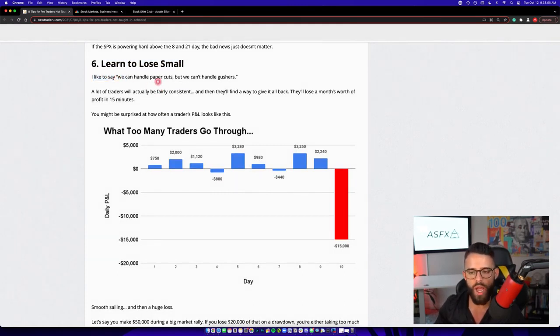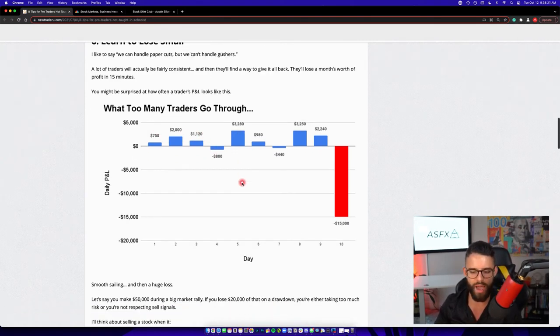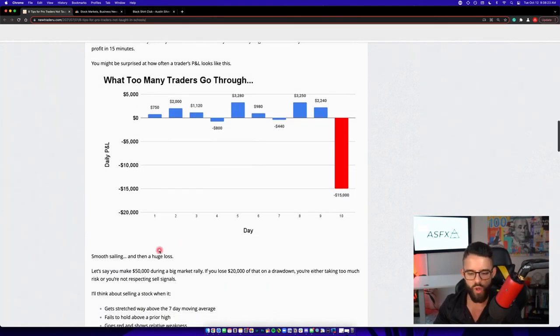I like to say we can handle paper cuts, but we can't handle gushers. A lot of traders will actually be fairly consistent and they'll find a way to give it all back. They'll lose months' worth of profit in 15 minutes. This is what it typically looks like. They're up a little bit, down a little bit, up, and then boom, a huge loss ends up wiping them out. Smooth sailing and then a huge loss, he says.